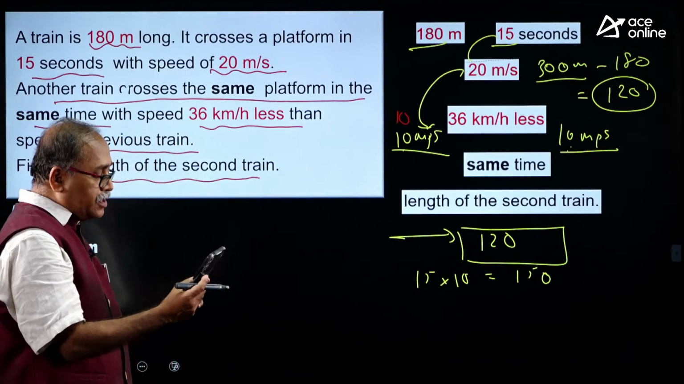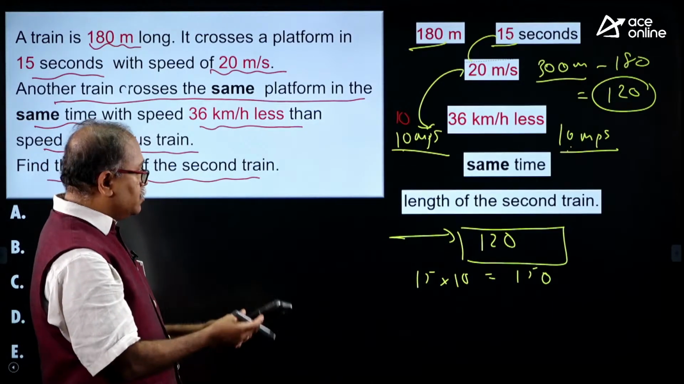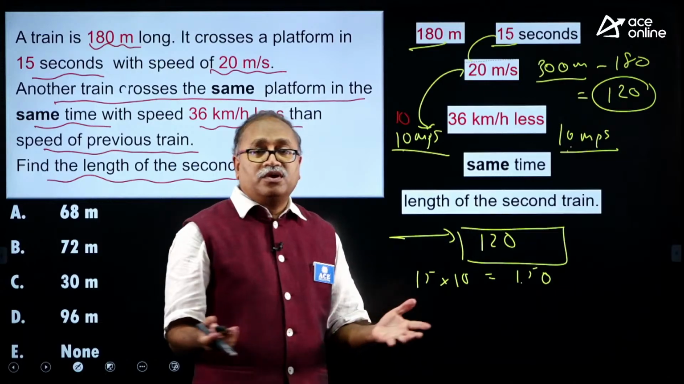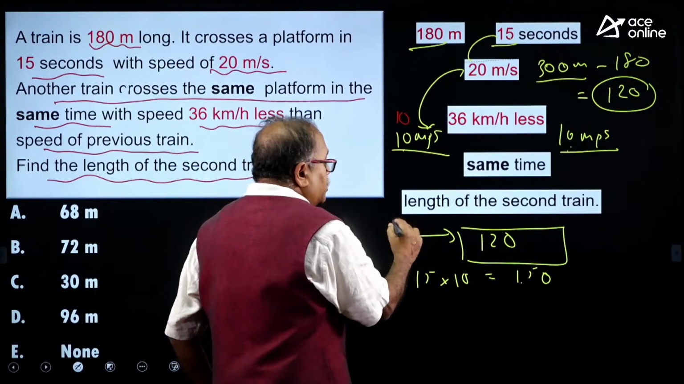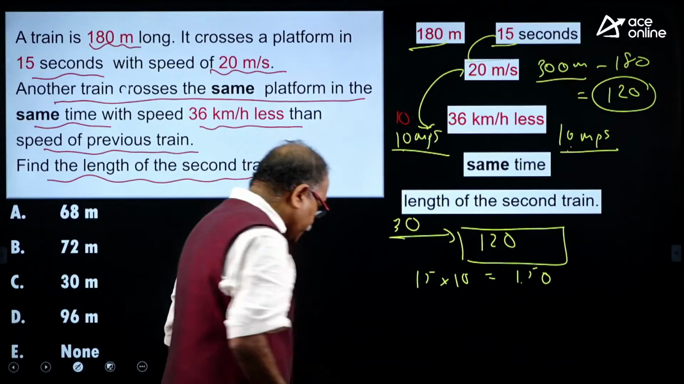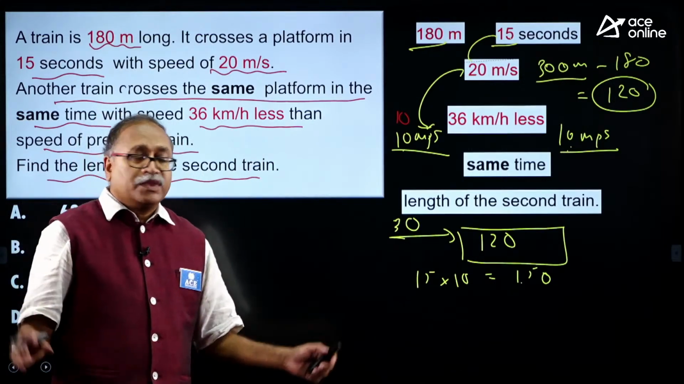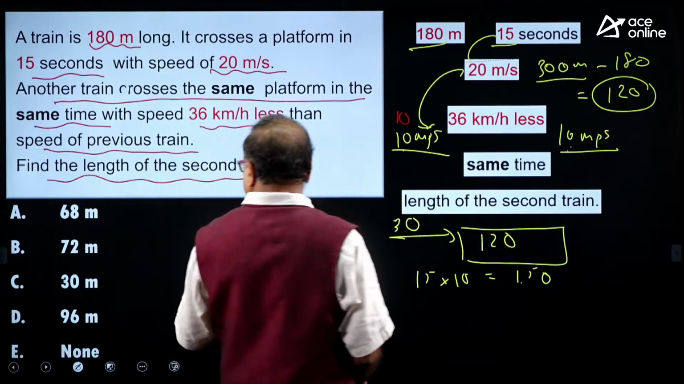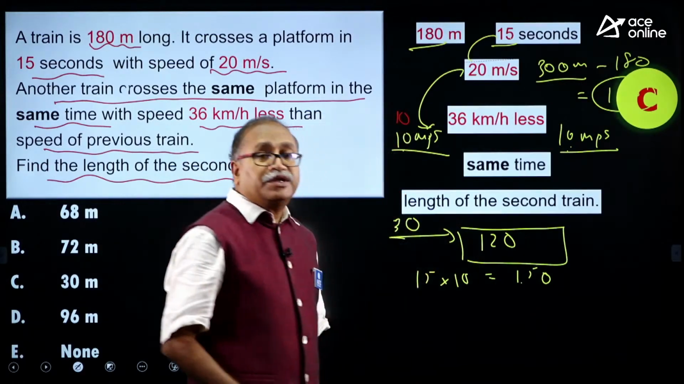Anusha says 30. Anyone else can answer the question. It is nothing but total length is 150 minus 120. So, the length of the train has to be 30. It is done. Well done. So, this is the option choice C, it is 30.